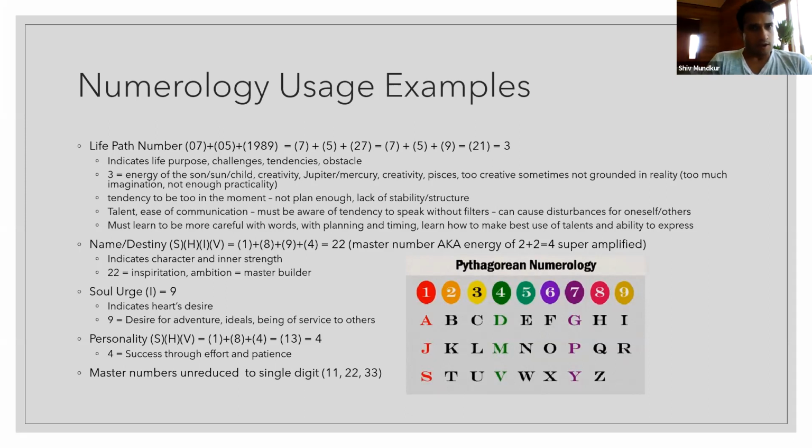So the first number that we're going to go over is the life path number. And this, I would say, is probably the most important of the numbers that we are going to be looking at. The way that we're going to calculate this is by using our date of birth. I'm showing you my date of birth here on the screen, and you can see my date of birth is July 5th, 1989.